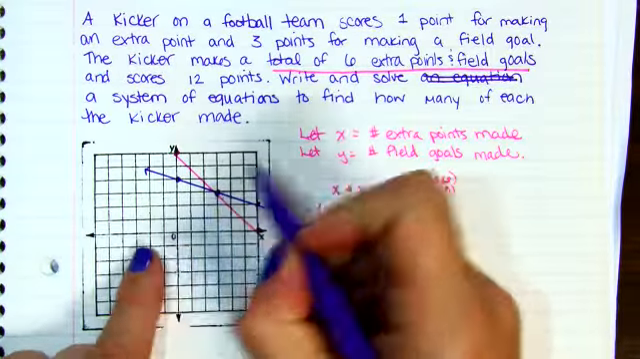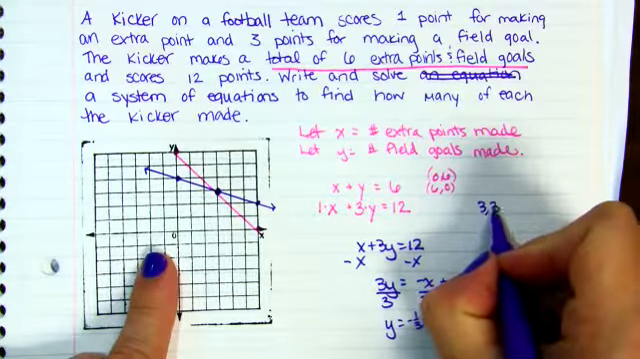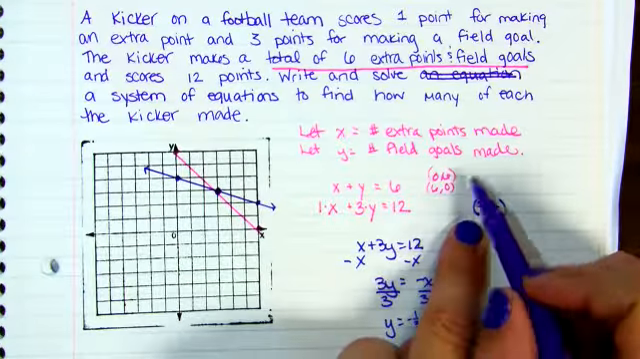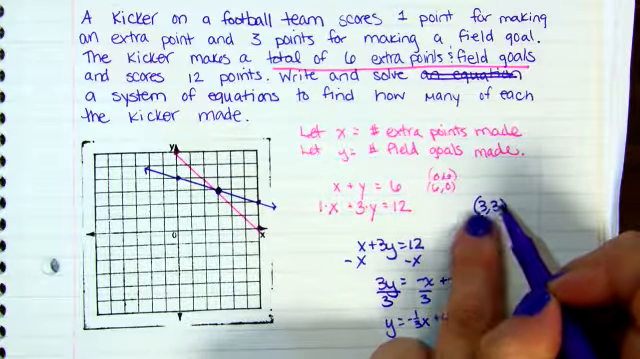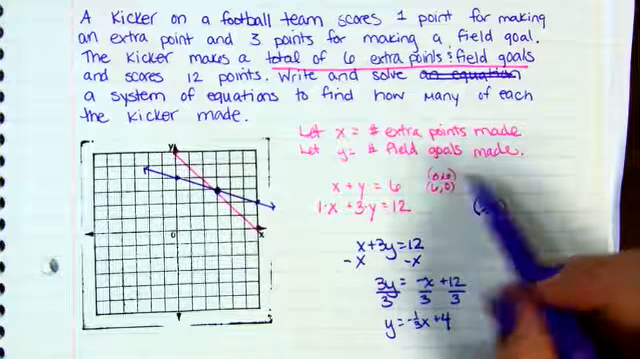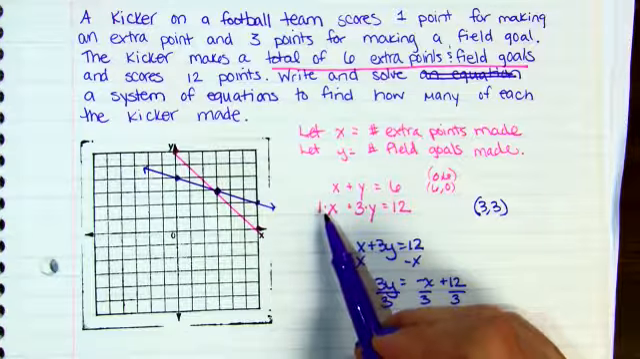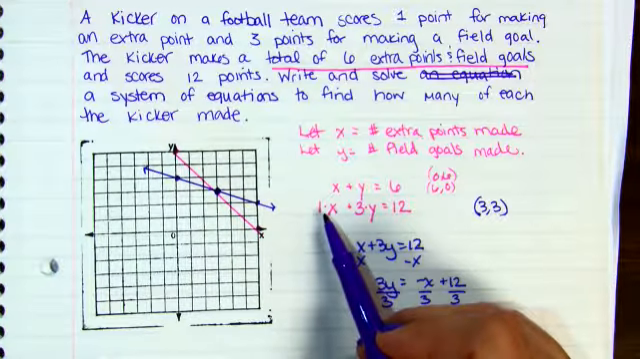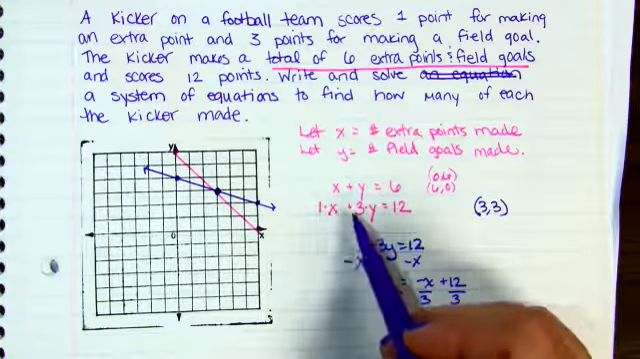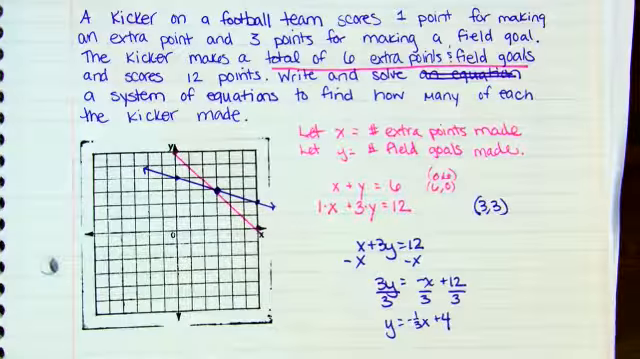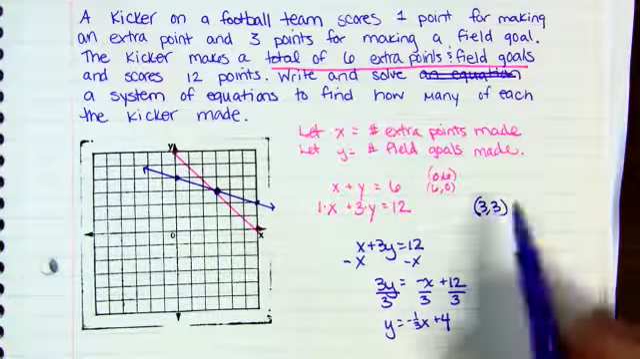And you'll see that they intersect at 1, 2, 3, 1, 2, 3. So at the point (3, 3). So remember, x represents how many extra points made. y is representing how many field goals were made. So if I think about this, obviously 3 plus 3 is going to give me 6, so it works in my first equation. My second equation, I'm getting 3 points from extra points, and I'm getting 3 times 3, or 9 points from field goals. 3 plus 9 is 12, so that point is going to work. So that tells me I made 3 extra points and I made 3 field goals.